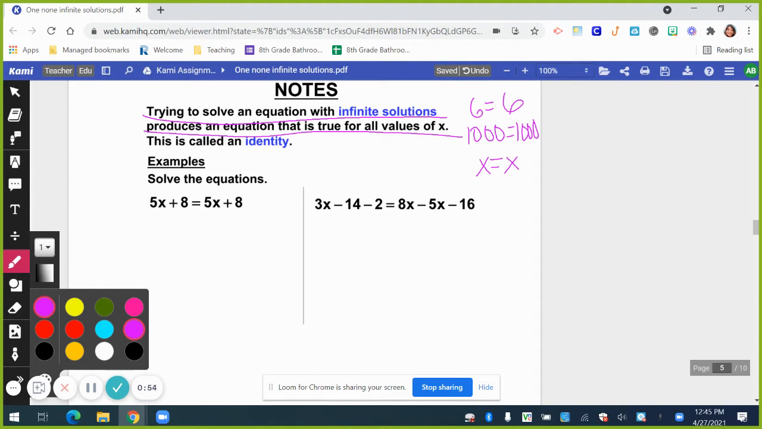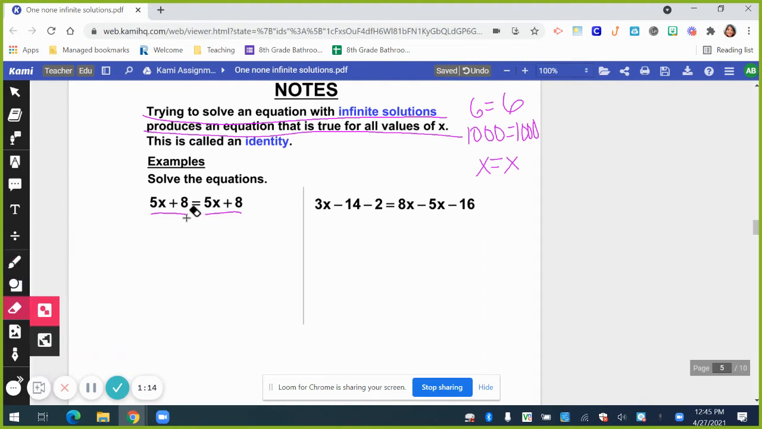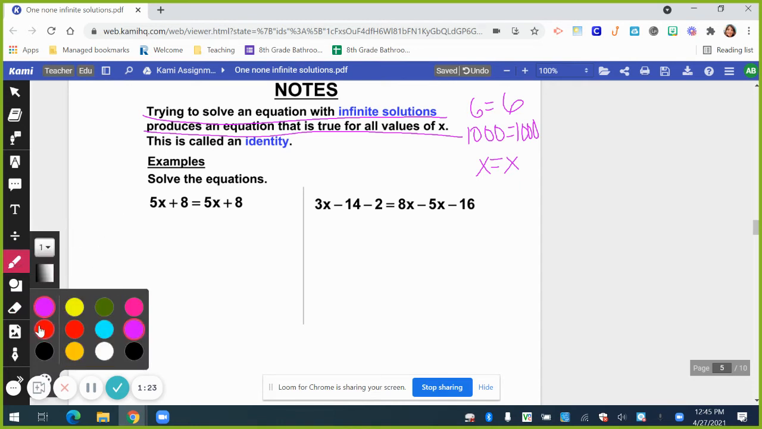So I can look at the one on the left-hand side, 5x plus 8 equals 5x plus 8, because they are the exact same. Since they are exact same on both sides of the equation, I already know that that is an infinite solution. But just in case you can't look at it and tell, or if you forget, here's how you would solve it. You would solve it just like you would any other equation.